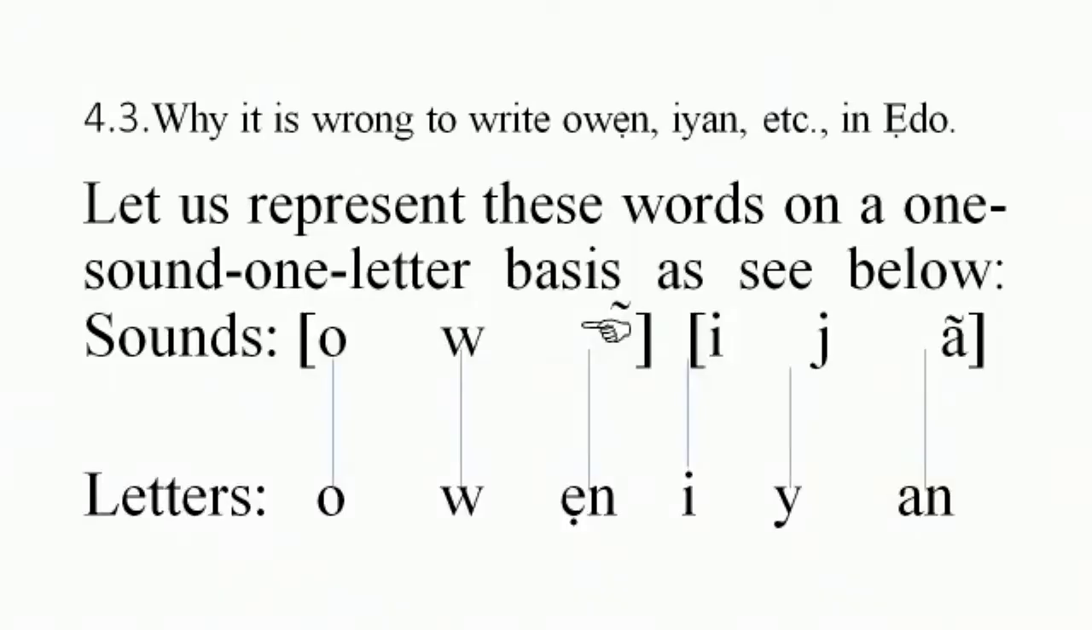Okay? Not O-W. The same way, in the word I-Y-A-N, you see that the letter I represents the sound E, the letter Y represents the sound Y, and the digraph A-N represents the sound A. And so that word will be phonetically realized as Ijan. And I don't see any Edo person that will take that as the correct pronunciation for Inya.